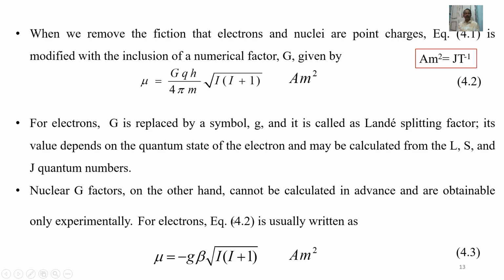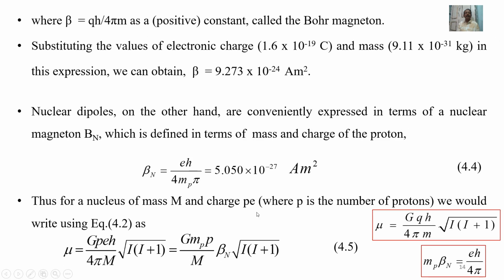For electrons, equation 4.2 is usually written differently. Instead of this, we can substitute beta. So mu equals minus g beta, where instead of capital G we have written small g. This is for the electron, and the minus sign is also for the electron. So we have introduced the minus sign, and the remaining factor can be written as beta. That is, beta equals qh divided by 4 pi m. It is a positive constant called the Bohr magneton.